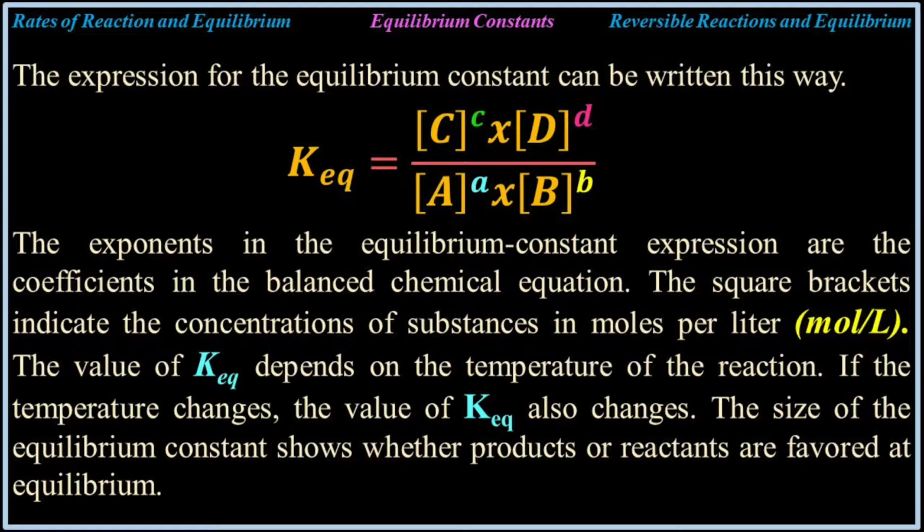The exponents in the equilibrium constant expression are the coefficients in the balanced chemical equation. The square brackets indicate the concentrations of substances in moles per liter. The value of Keq depends on the temperature of the reaction. If the temperature changes, the value of Keq also changes. The size of the equilibrium constant shows whether products or reactants are favored at equilibrium.